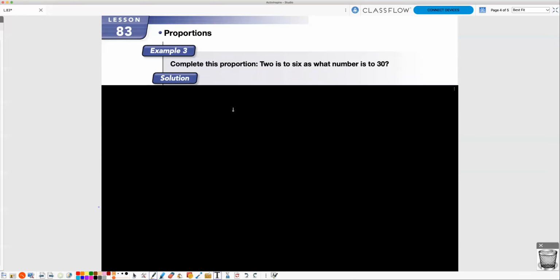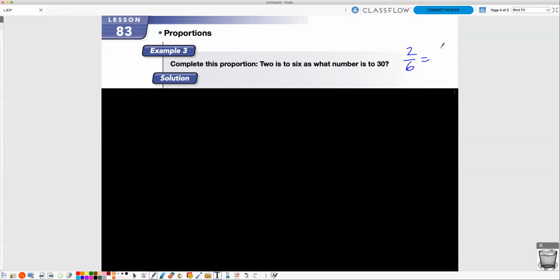Example 3, complete this proportion. 2 is to 6 as what number is to 30? Let's use the letter W for what number. So now, if we're trying to find this, we have to use what we know about cross multiplying. We know that 2 times 30 is 60, and that's going to be equivalent to 6 times W. So 6 times whatever this is also going to be equal to 60.